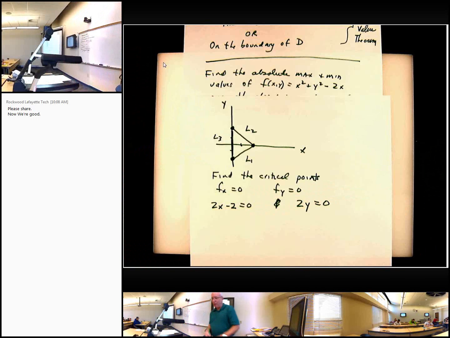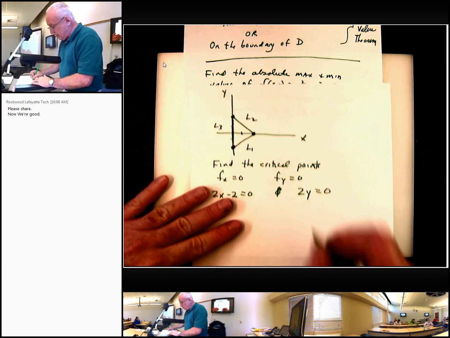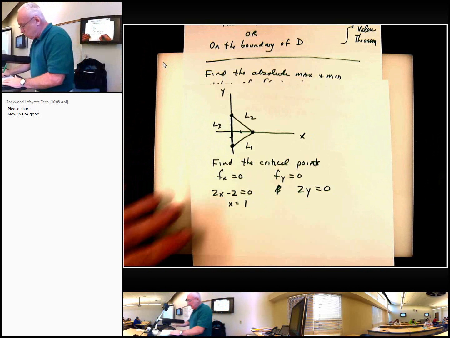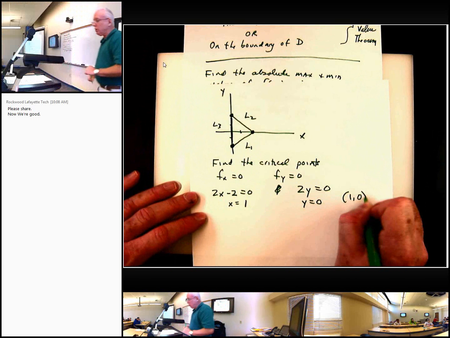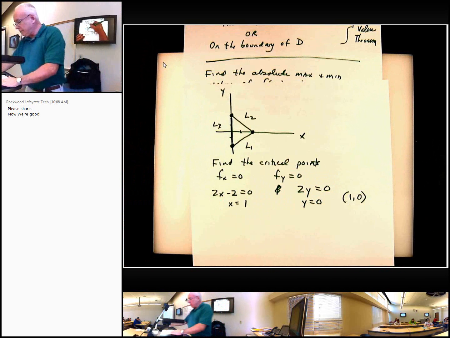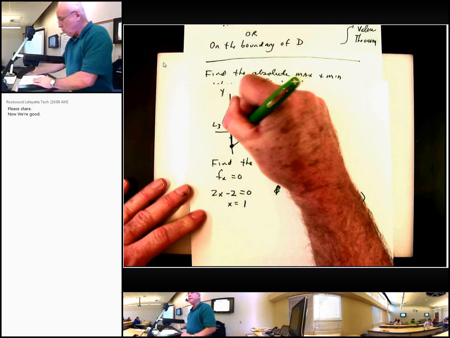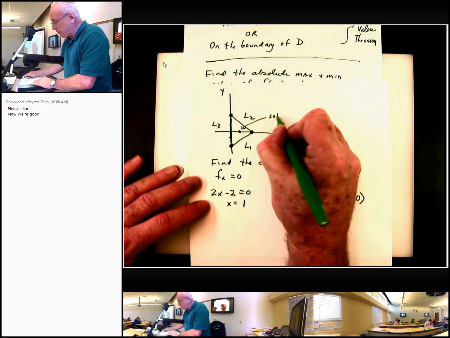All right. So we only are going to get a single critical point here. When we solve this, we get x equals 1, and of course y is equal to 0. So that's our only critical point. If we plot this up here, that's going to be this point right there, (1, 0). So that's our sole critical point.